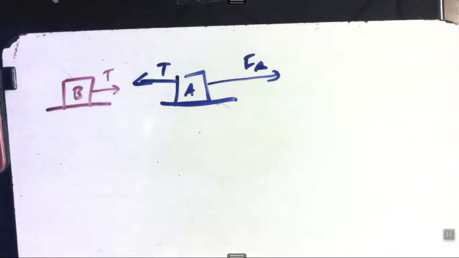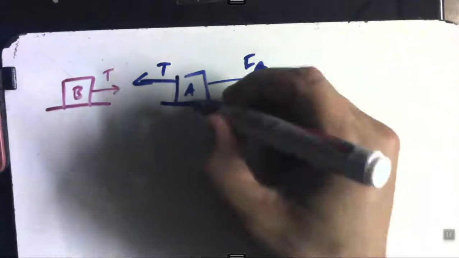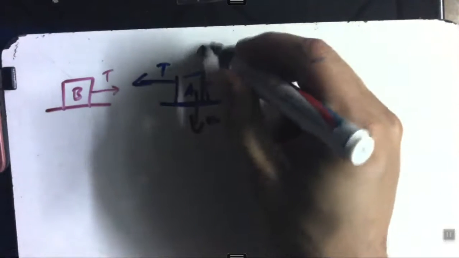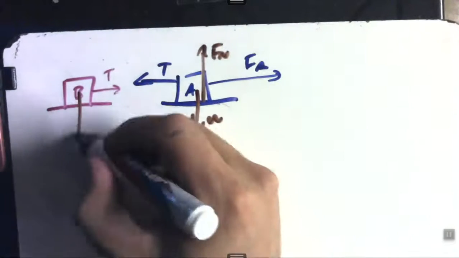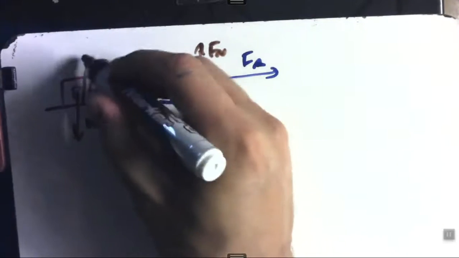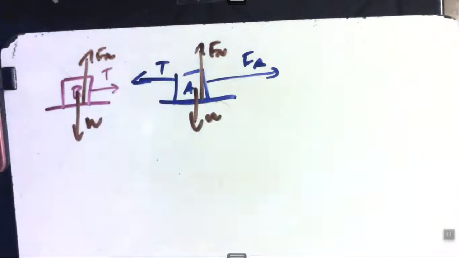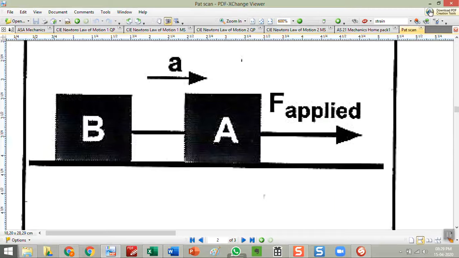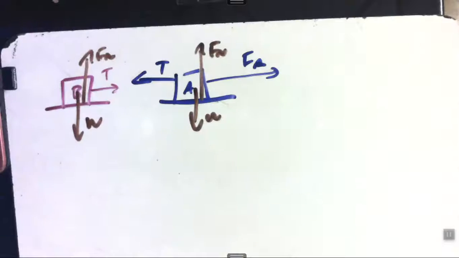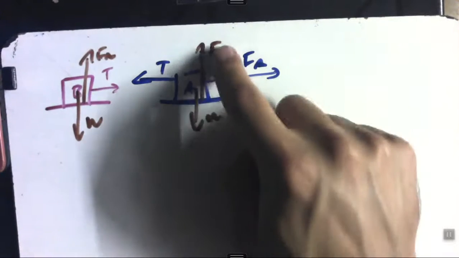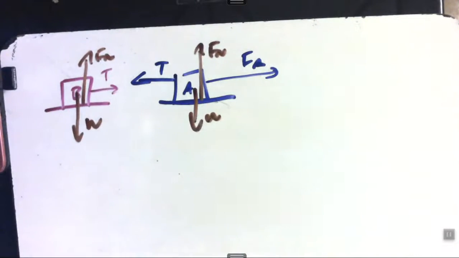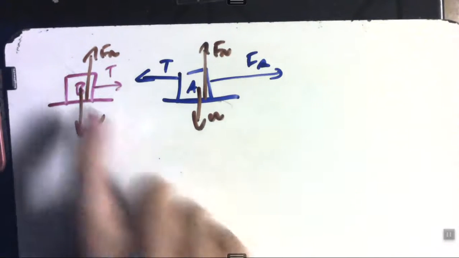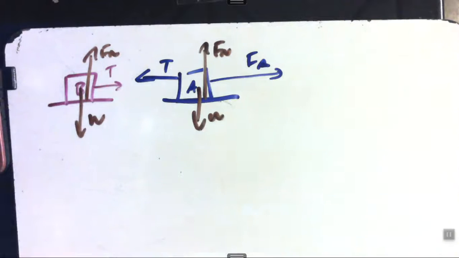Okay, now obviously both of these blocks do have weight and the normal reaction force, or called the reaction force sometimes. Okay, so these blocks, if you look at the question again, do not move up and down, they move horizontally towards the right. Therefore the vertical forces will cancel each other, and the only thing that affects my acceleration is the horizontal forces.